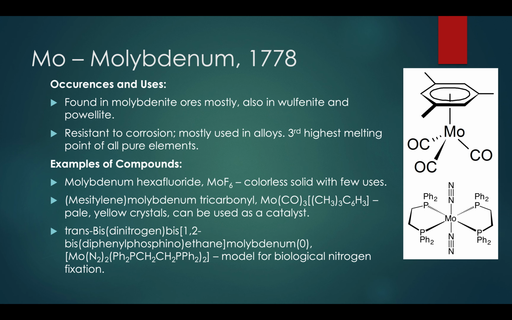Molybdenum hexafluoride is a binary compound with few uses. Mesitylene molybdenum tricarbonyl, the top molecule pictured on the right, is a coordinated organometallic compound in the form of pale yellow crystals that can be used as a catalyst. To finish molybdenum compounds, trans bis dinitrogen bis 1,2 bis diphenylphosphinoethane molybdenum 0, which is pictured below the mesitylene molybdenum complex, is a good model for biological nitrogen fixation.